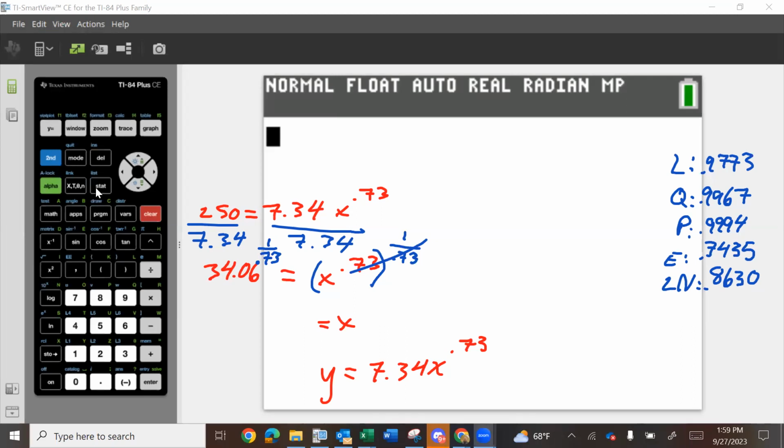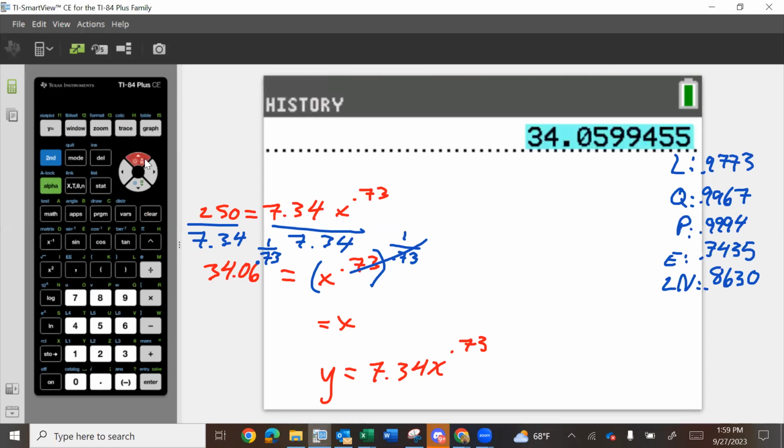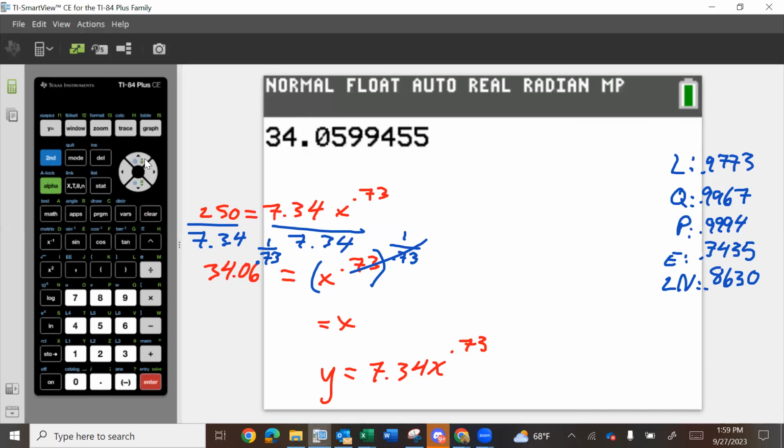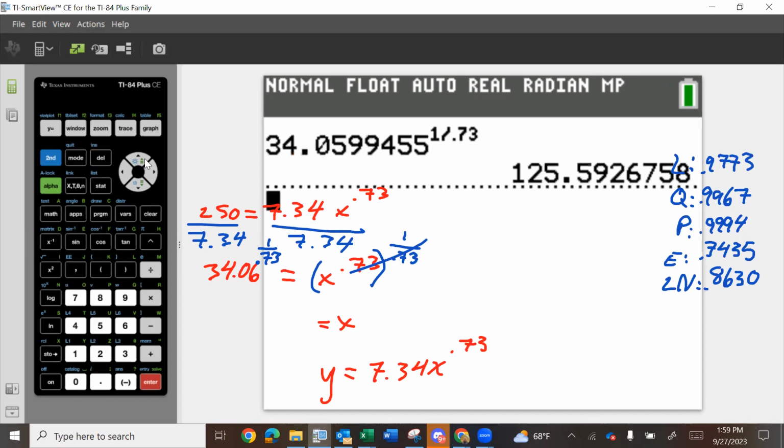Let me grab that 34.06 number. I'm going to raise it to the 1 over 0.73. And again, I can get better information if I don't round off that 7.34 and the 0.73, but it should be okay. And I get 125.6 clicks.